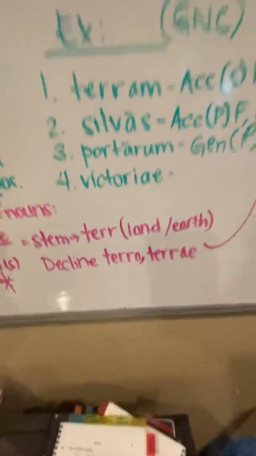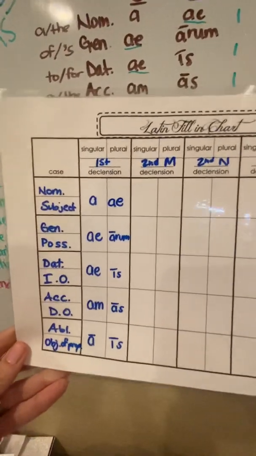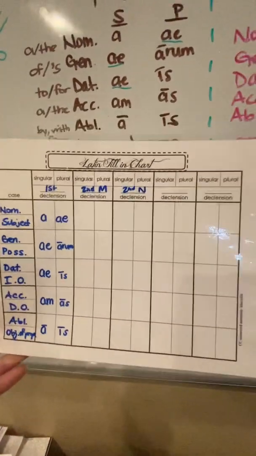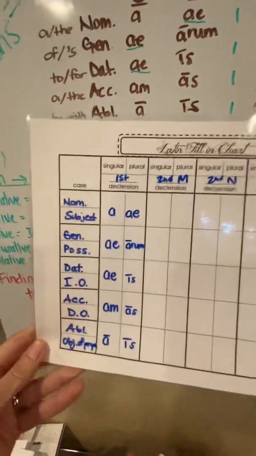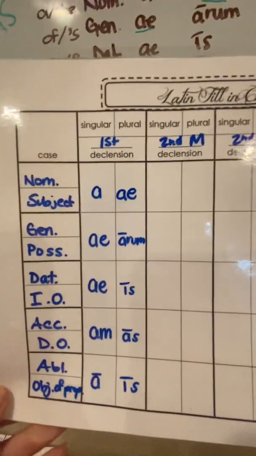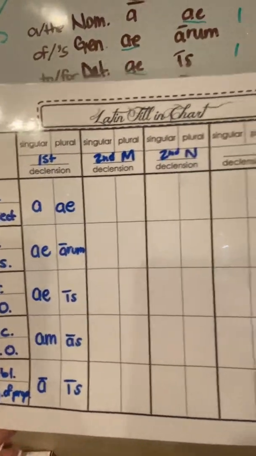I also wanted to show you, this is how we start our morning. When I say do a warm-up with your declension endings, I have a sheet like this. And they just fill out their declension endings. And then we just wash it off.